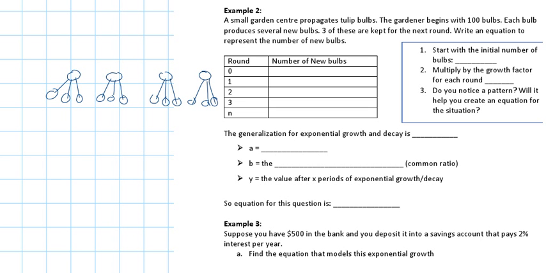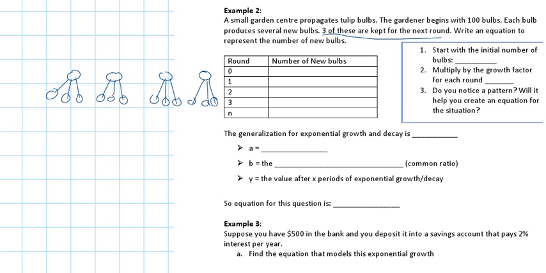Okay, hang on. So how many bulbs is each one producing? 3. So if 1 became 3, then 3 to the power of, depending on how many rounds you have. We don't know how many rounds we have, but we know we're starting with 100, and each one is producing 3. So if I have 100, produce 3, how many would I have after the first round? It doesn't say producing 3. Yes, it does. You're keeping 3.